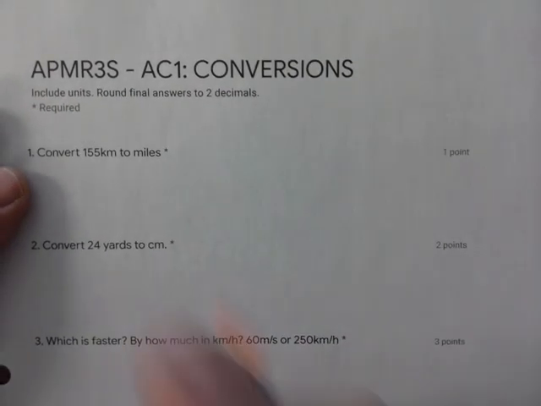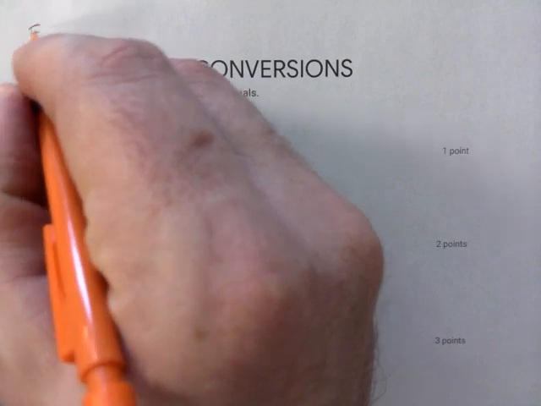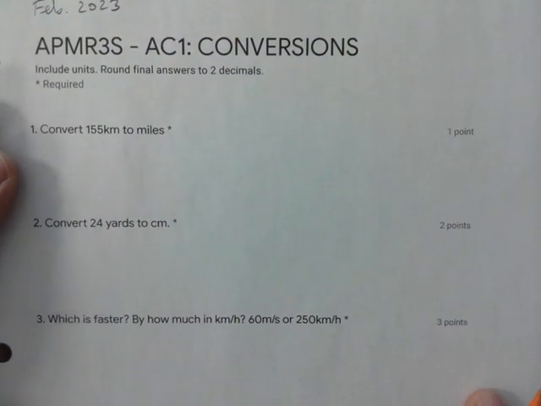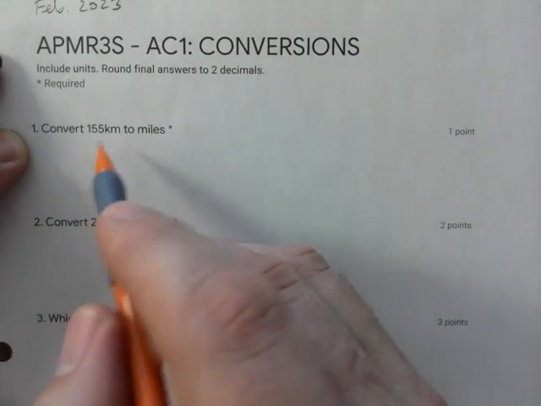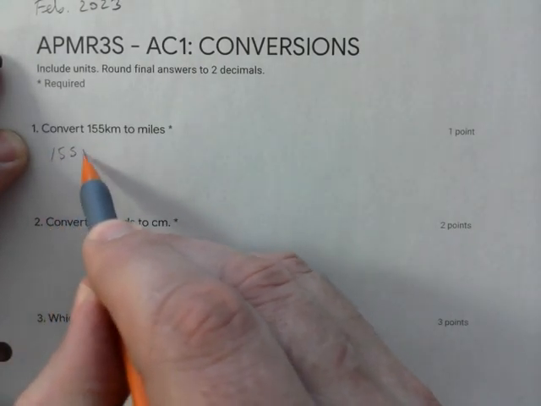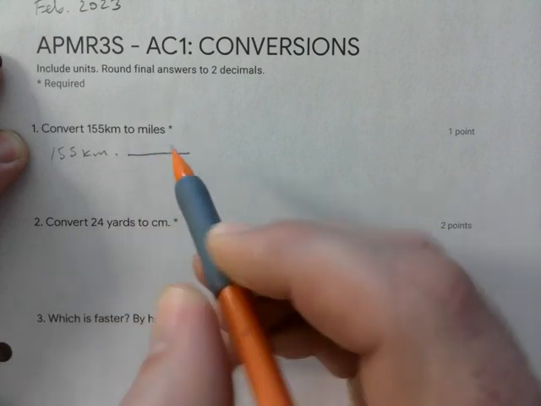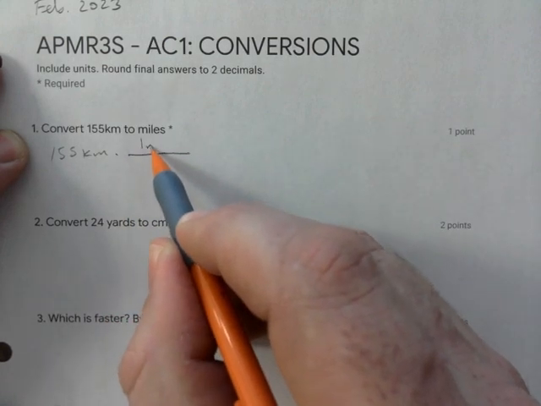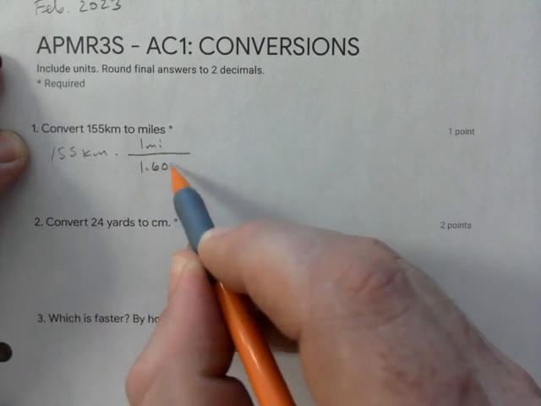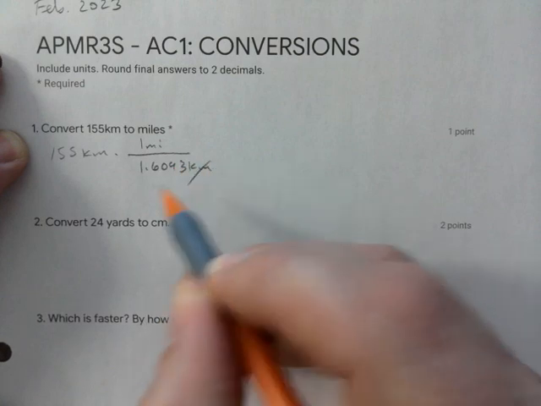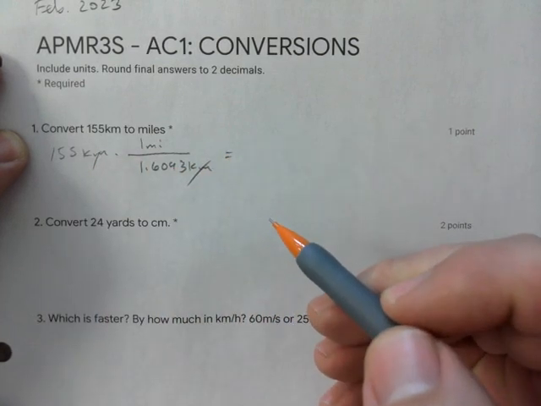Can put today's date on it as well. I'm just going to put this for myself. Okay. So convert kilometers to miles. This should be a slam dunk, right? Just show me how you set it up.